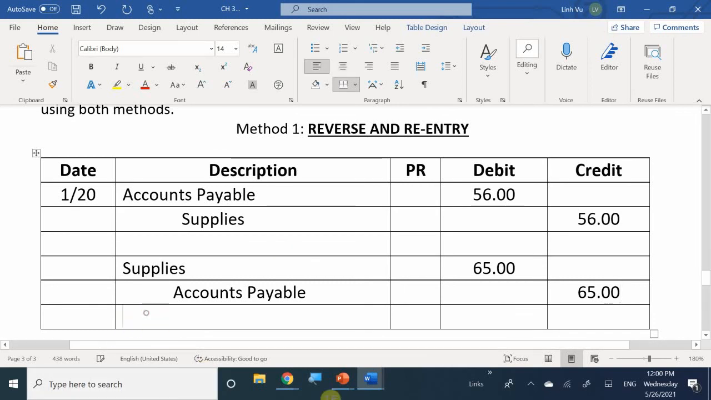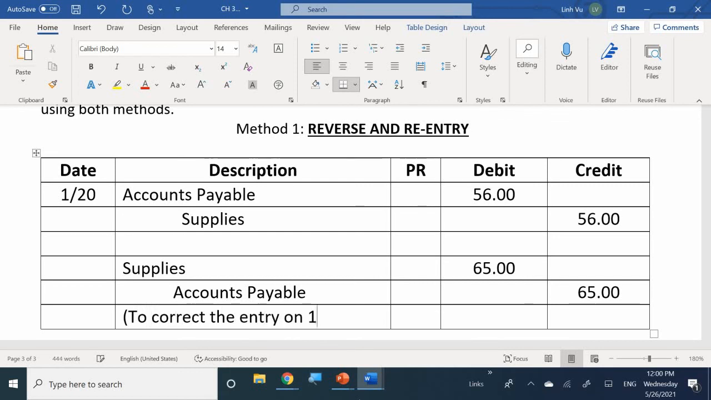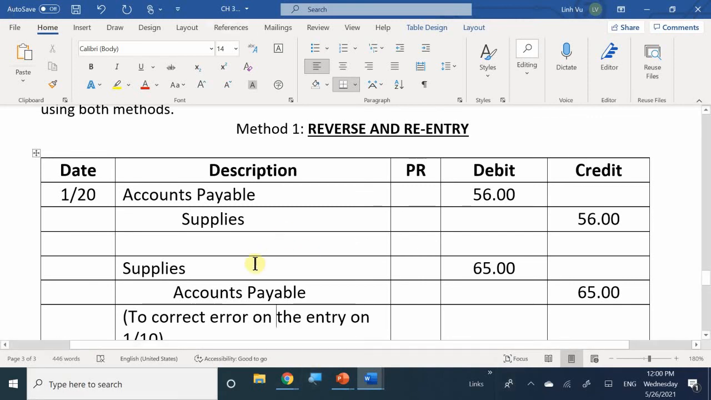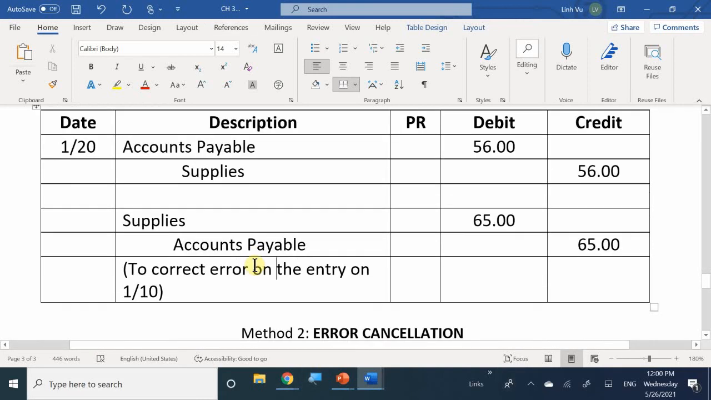And here, if you'd like to put a note, you can say to correct the entry on January 10, I believe, we purchased the supplies. Because here it's pretty straightforward that we purchased supplies and we're returning it. And by noting the date that the transaction happened, this is perfectly fine. We're just correcting the error on the entry on January 10. So that's the first one, reverse and re-entry.